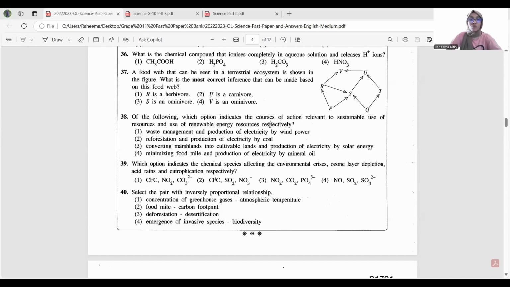Select the pair with an inversely proportional relationship. Inversely proportional means when one factor goes up, the other factor goes down. So we have to check: concentration of greenhouse gases if high, atmospheric temperature also high. So there's a relationship and both go up. So it is not inversely proportional. It is proportional. Here the question asks for inversely proportional. Food mile and carbon footprint. I can't see any kind of relationship between these two.